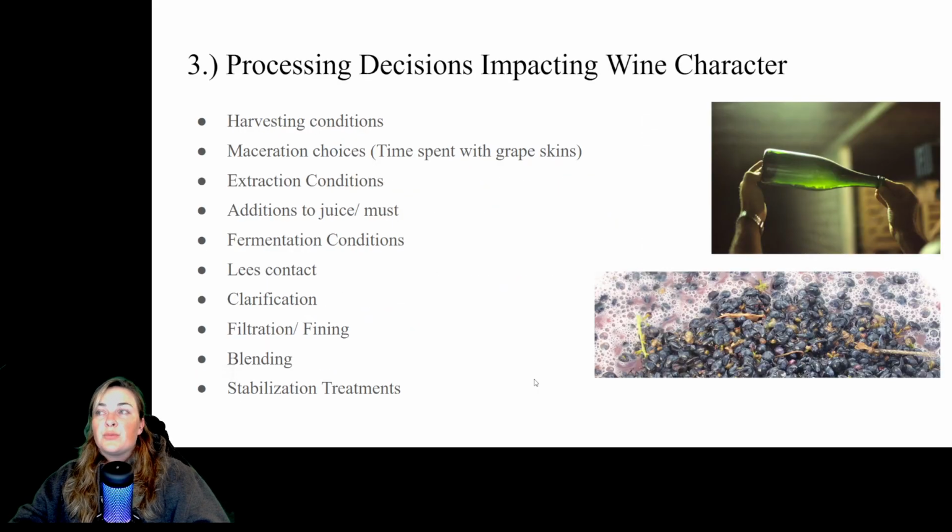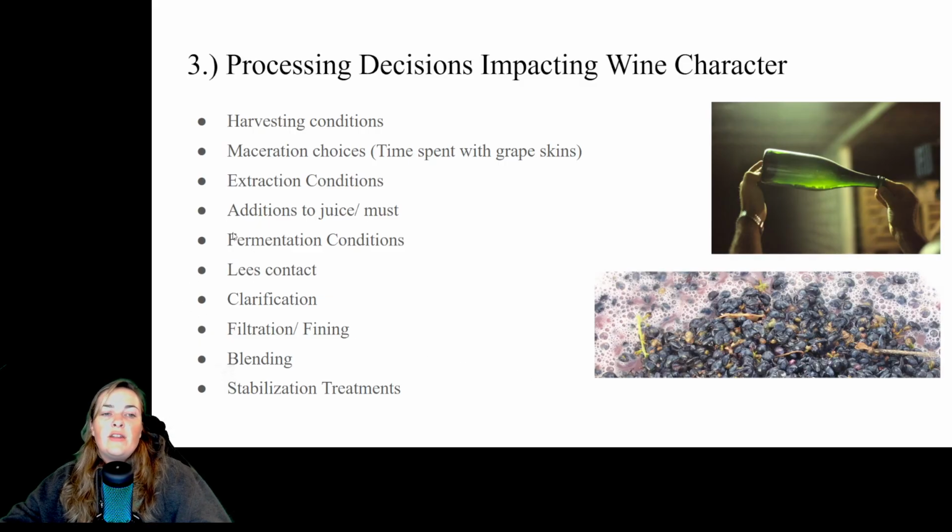Okay, number 3 is processing decisions. These heavily impact wine character as well. This could be your harvesting conditions. If you choose to harvest in the rain, or during the day, or during the night, right? The fruit comes in hot or cold or wet. This will impact the wine, of course. A lot of this is the decisions that the winemaker and or grape grower make. Maceration choices is the time spent with the skins. If you do a short maceration or extended maceration, the more time the skins spend on the juice, the more flavors and aromas it will be extracting, right?